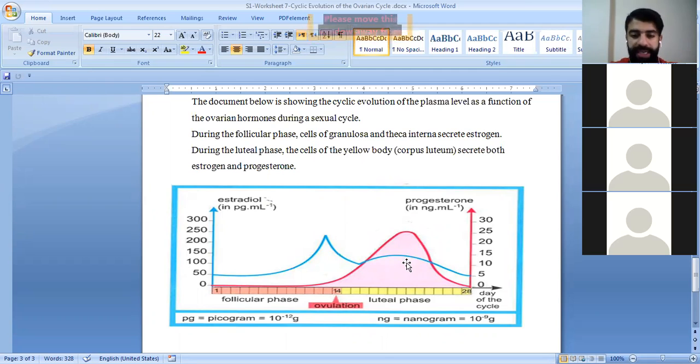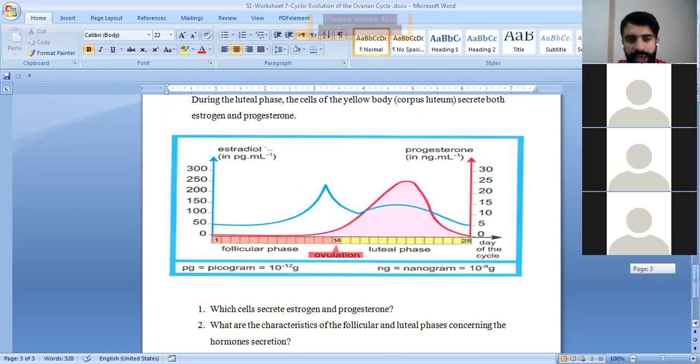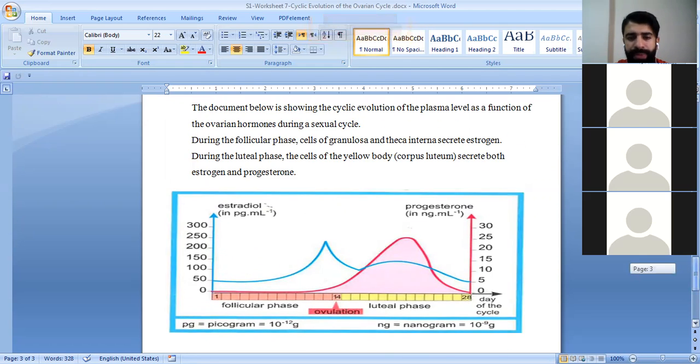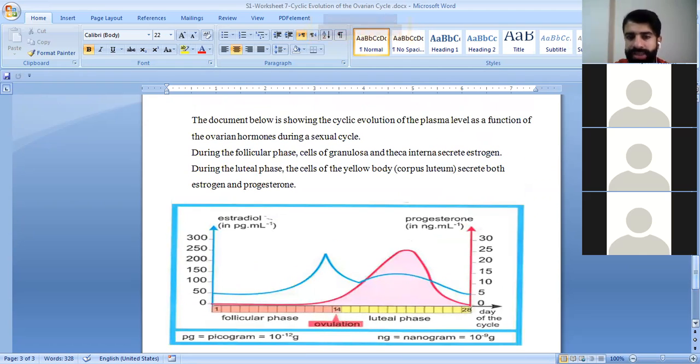Here you have to pay attention, please. This graph contains two y-axes. So the blue one is for estradiol in picogram per milliliter, while the other, in nanogram per milliliter, is for progesterone. So the one in pink is for progesterone, the one in blue is for estradiol. So first, picogram is 10 to the power minus 12 gram, while nanogram is 10 to the power minus 9 grams. You have to know this. Okay? Which cells secrete estrogen and progesterone? They are cells of the granulosa and theca interna during the follicular phase, while during the luteal phase, the cells of the yellow body or the corpus luteum.